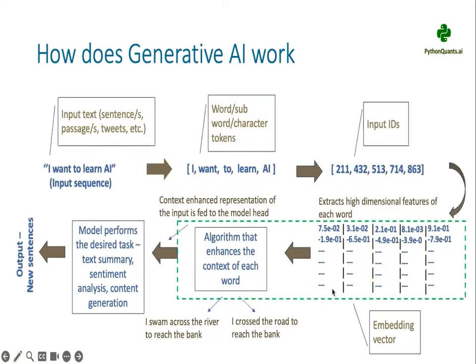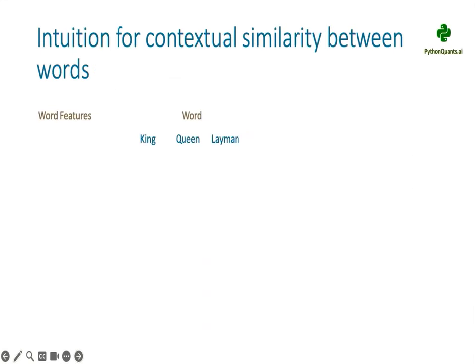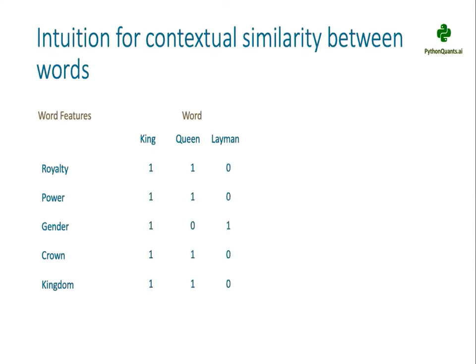So what exactly are these feature vectors and how do they help us in understanding the association between two different words? So to get an intuition of this, let's assume we have three different words, king, queen, and layman, and our algorithm is able to capture five different word features. And we'll score a one wherever it is positive, except for gender, where we are encoding one for male and zero for female. So these are the scores that our algorithm passes for these three different words.